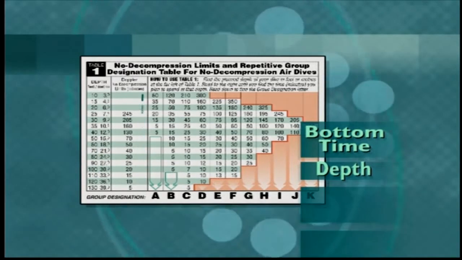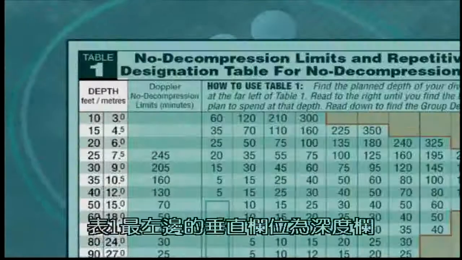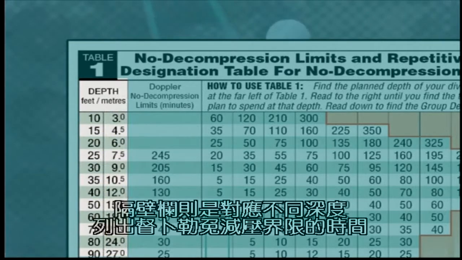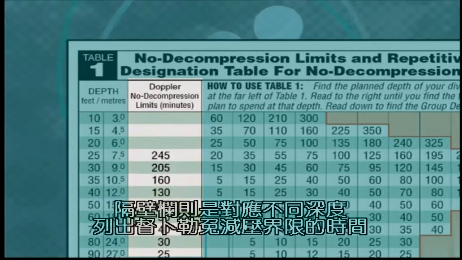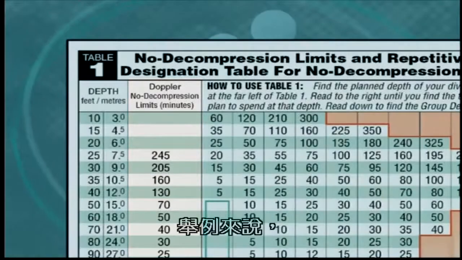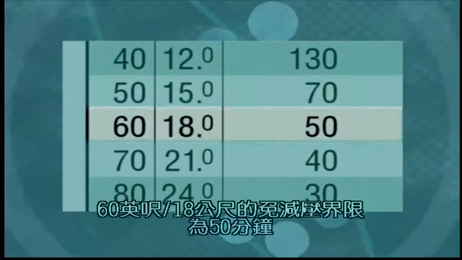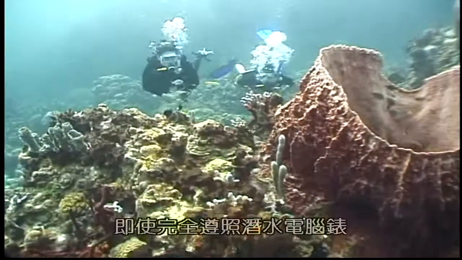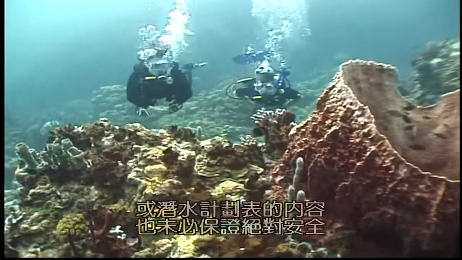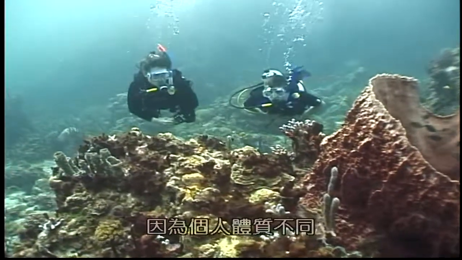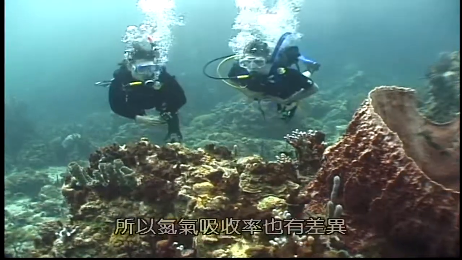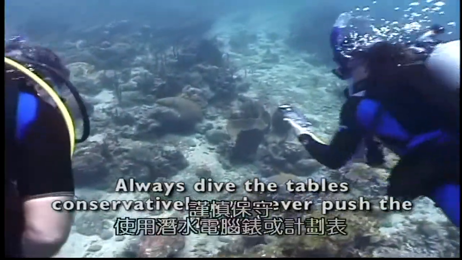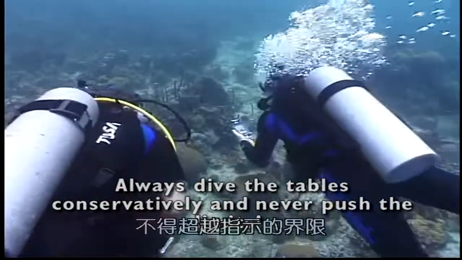The far left vertical column of Table 1 shows diving depths in feet and meters, with the next column showing the Doppler no decompression bottom time limits for that depth. For example, the time limit for 60 feet or 18 meters is 50 minutes. Even staying within the limits of these tables or your dive computer cannot guarantee safety. Since every person is physically different, individual absorption rates will vary. Always dive the tables and your computer conservatively and never push the limits.